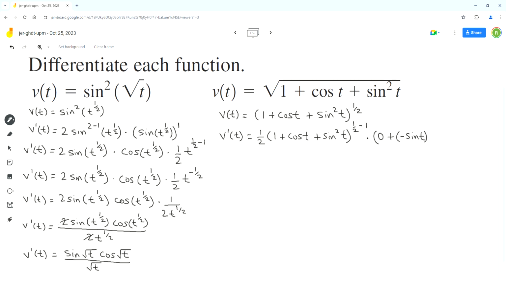Now the derivative of sine squared t can be found using the chain rule because there is an outer function which is a square function and the inner function is the sine. So we start with the derivative of the outer function, and for that we'll use the power rule and we'll subtract 1 from 2. And the derivative of the sine function, which is the inner function, is cos t. Now we can simplify this expression.